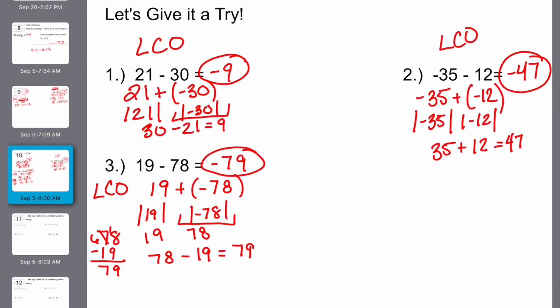So here are the answers to our independent practice. Starting with number 1, I remind myself to LCO, to leave, change, opposite. So I leave 21, I change the minus to a plus sign, and the opposite of positive 30 is negative 30. Then I work through the steps that we find on our flow chart where we find the absolute value. We subtract them because they're different signs, and we keep the sign of the number with the largest absolute value.